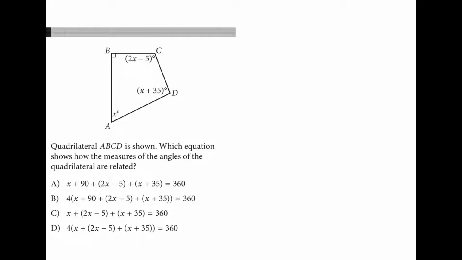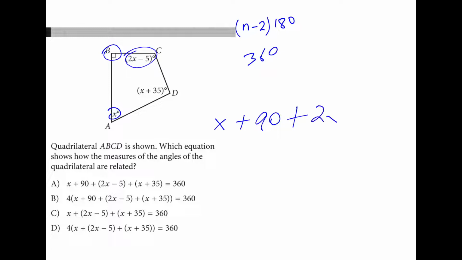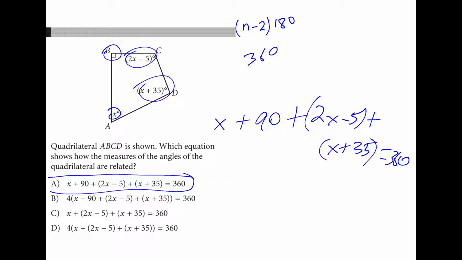Because this figure has 4 sides, the interior sum of the angles is n minus 2 times 180, or in other words, 360. So I can take my different values like x plus 90 plus 2x minus 5 plus x plus 35, and I set the whole thing equal to 360, which is A.